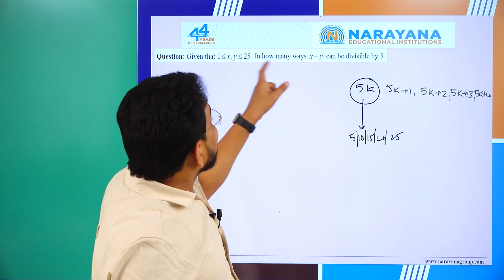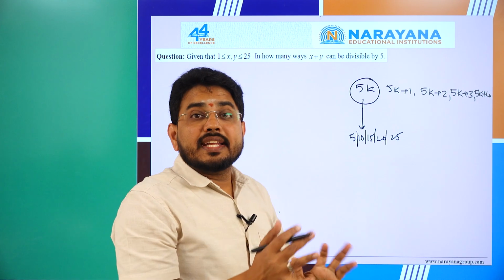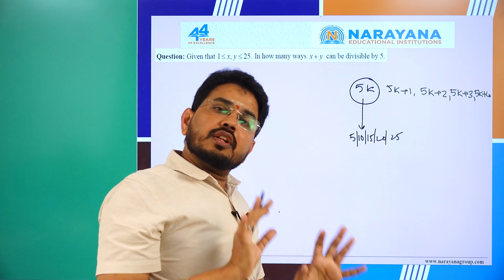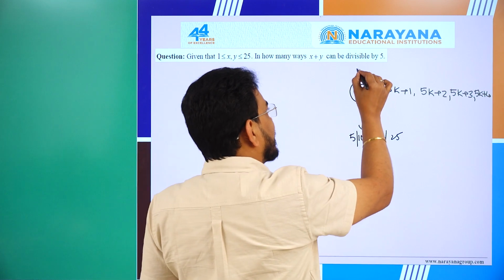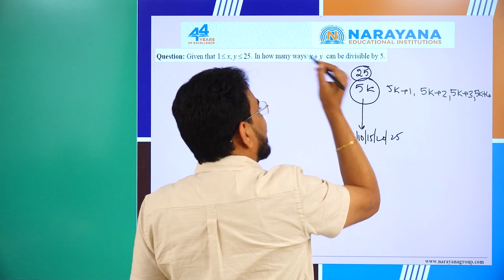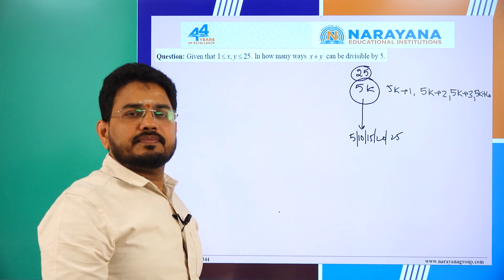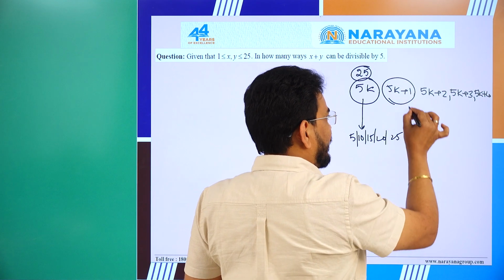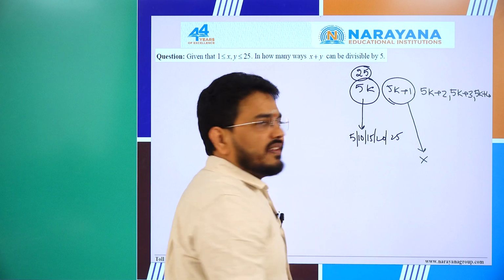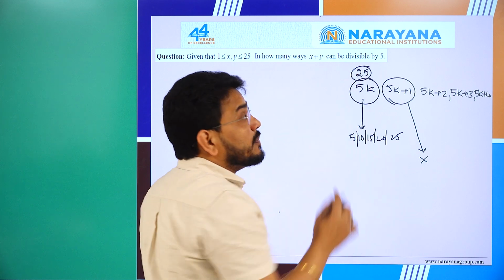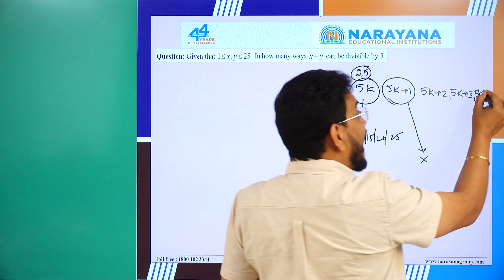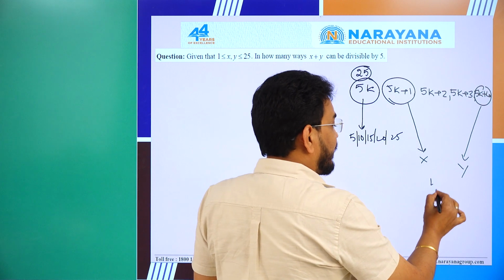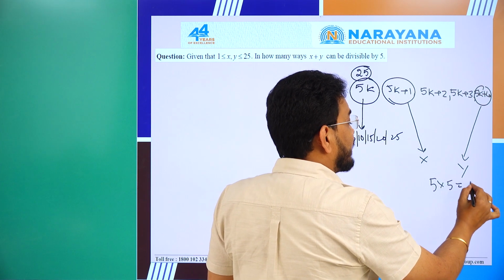Okay, so for x and y, they haven't mentioned that x is not equal to y, so how many ways can you take? For x 5 numbers, for y also 5 numbers. So you have 25 ways where both come from 5k. Now if x is from 5k plus 1, the sum should be divisible by 5, so y should be from 5k plus 4. So this is 5 into 5, which is 25.